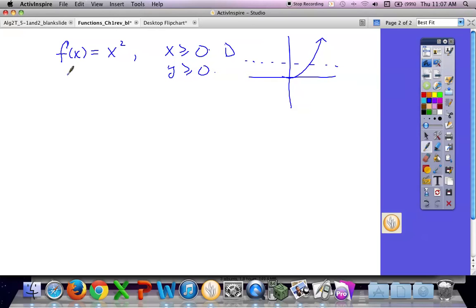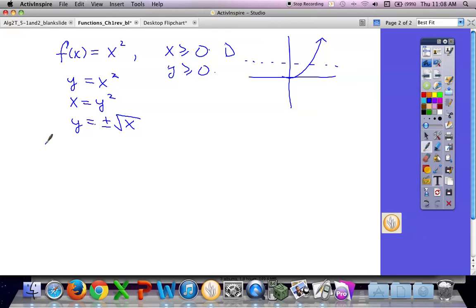Okay, now let's do our steps to find the inverse. y equals x squared. x equals y squared. Take the square root of both sides. y equals plus or minus the square root of x.